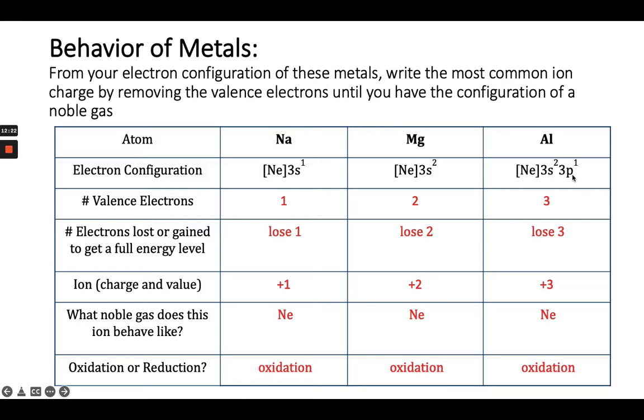Aluminum, notice, is still a metal. It has 3 valence electrons. If it loses 3, it will look like neon. Yay! It'll have a +3 charge, and again, that process is called oxidation.